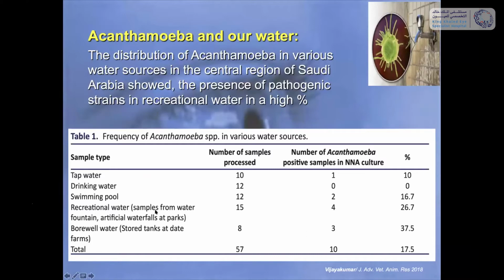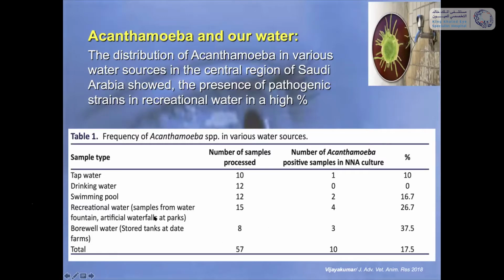As you can see here, these are the types of samples they took. They took samples from tap water, from drinking water, from swimming pools, and recreational water like water fountains or artificial waterfalls at parks. Also, they took samples from borewell water. This is the stored tank in date farms.